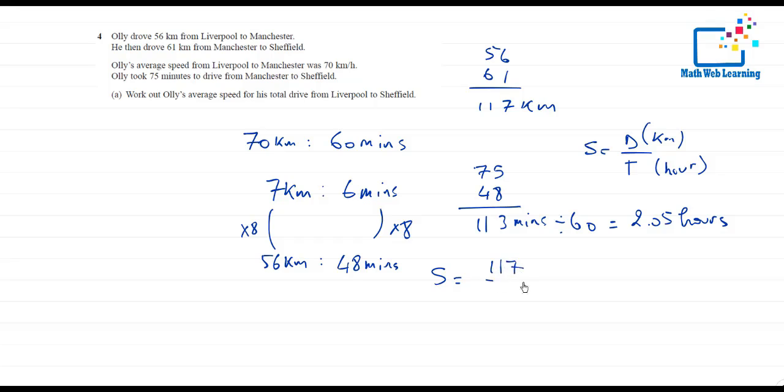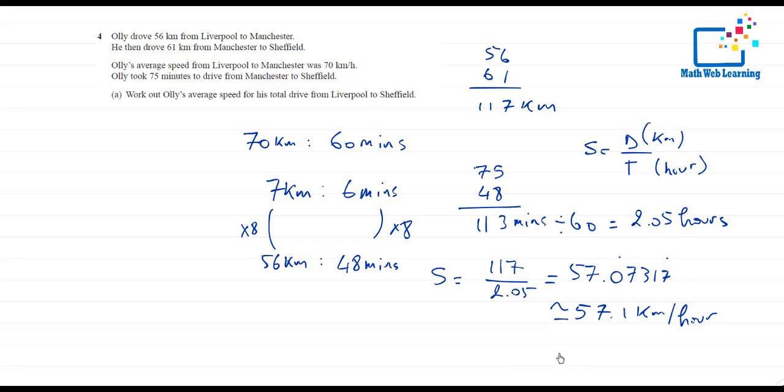117 divided by 2.05, and the answer we get on the calculator is 57.07317, all this recurring, so we need to round it to one decimal place. It doesn't say, but it makes sense. 57.1 kilometers per hour. All right, that's how you answer question 4 part A.